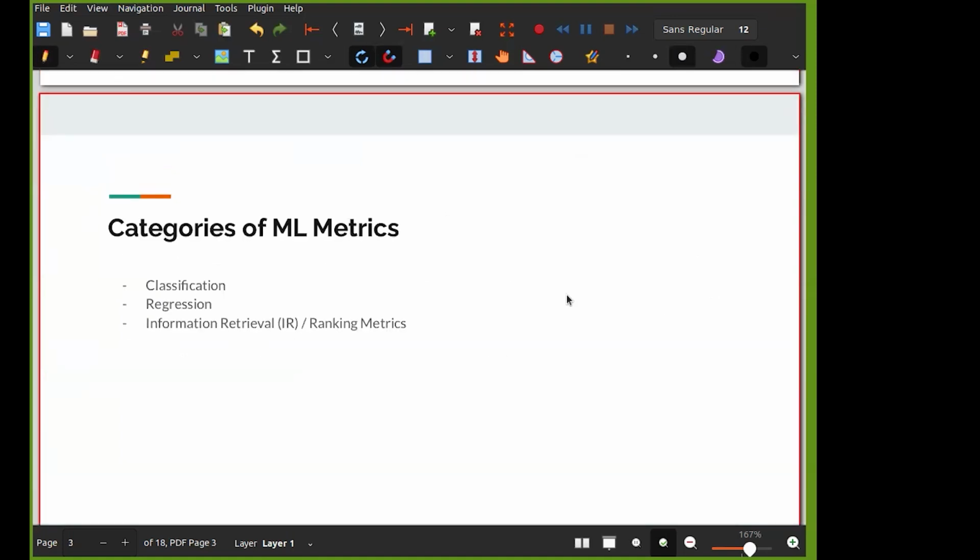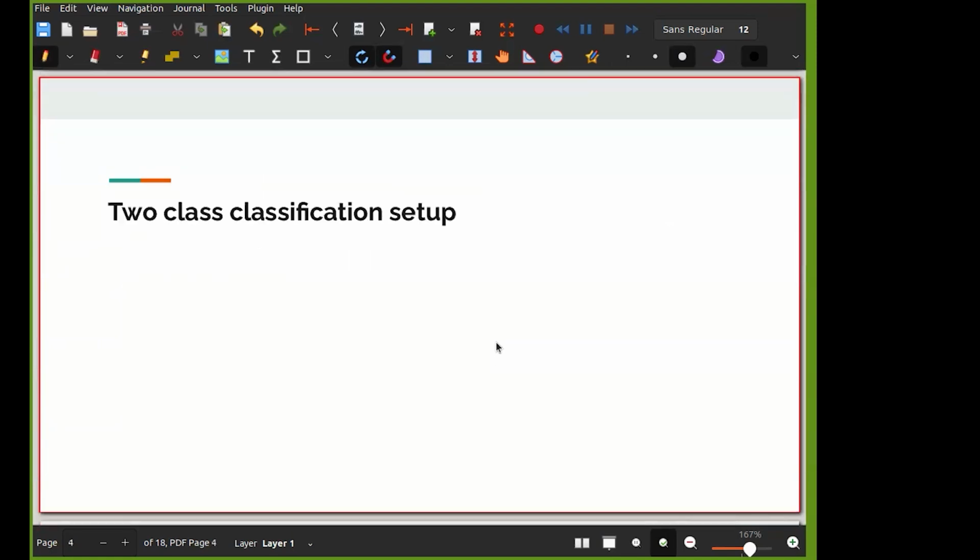Mostly there are three major categories of ML metrics. One is classification metrics, one is regression metrics, and one is information retrieval or ranking metrics. These are the three major categories. Of course, there could be more, but these are the main ones. So in this video, we'll discuss mostly classification metrics, and I'll just give you a setup. So we have data points xi, comma yi, and yi could be either a 0 or a 1. 1 is a positive class, and 0 is a negative class.